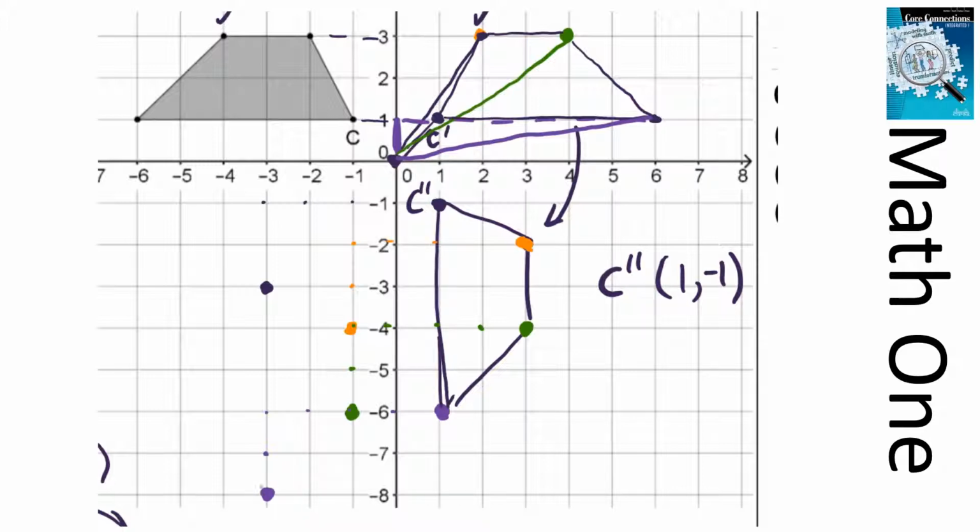So this is my final trapezoid. It ends right here. And the point that I've been tracking the whole time, C, is now C triple prime, and that's located at the point negative 3, negative 3.